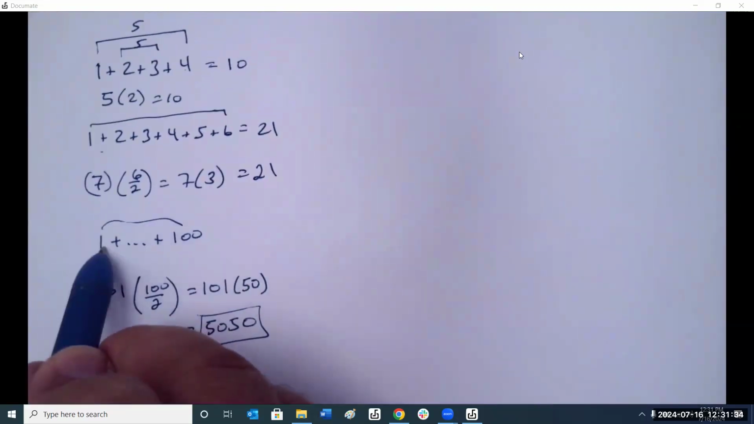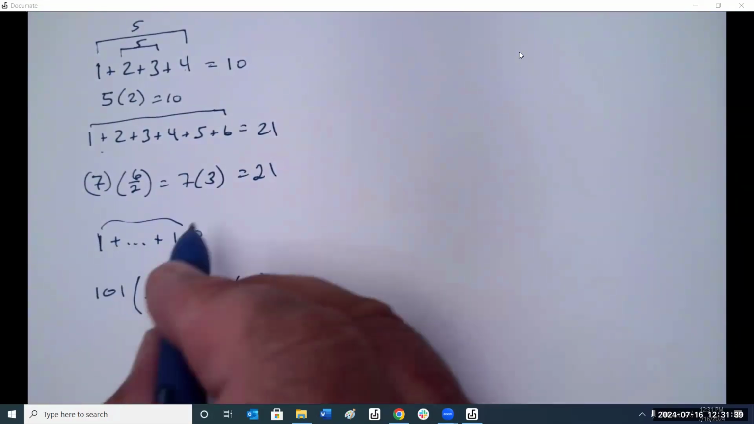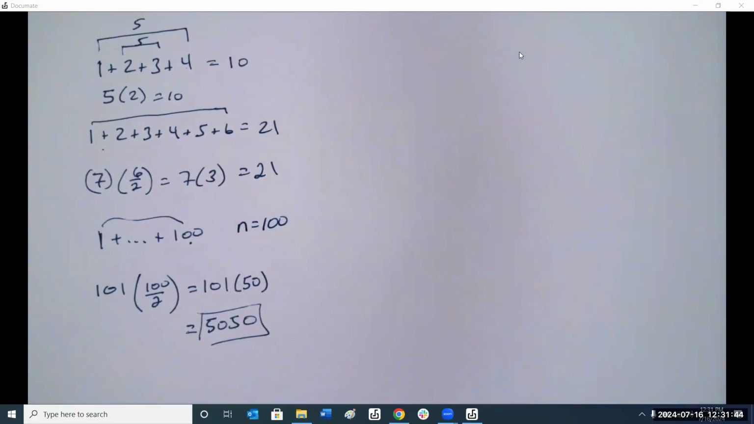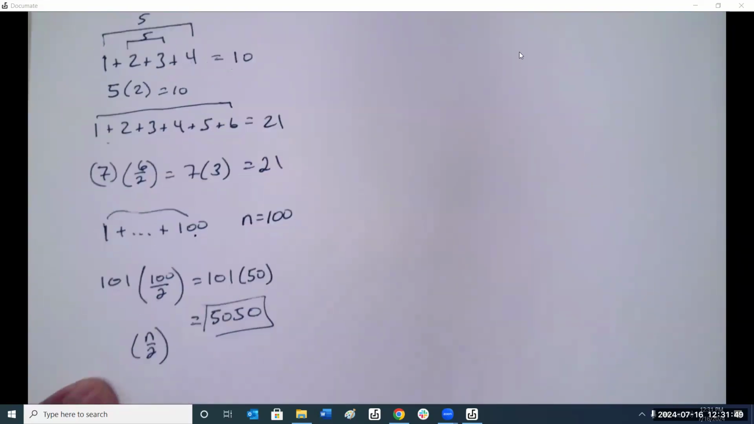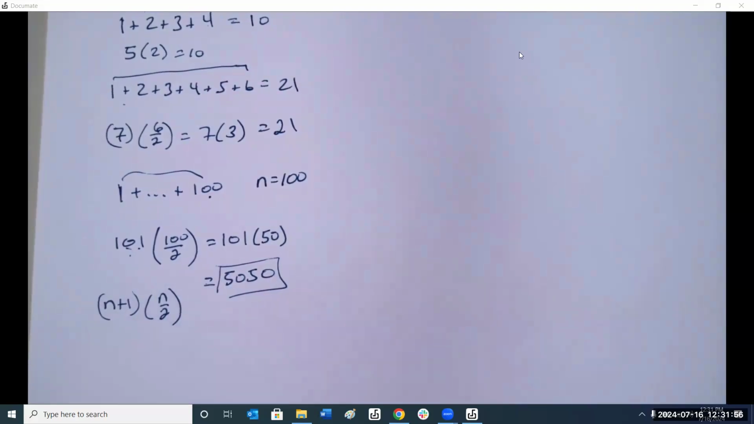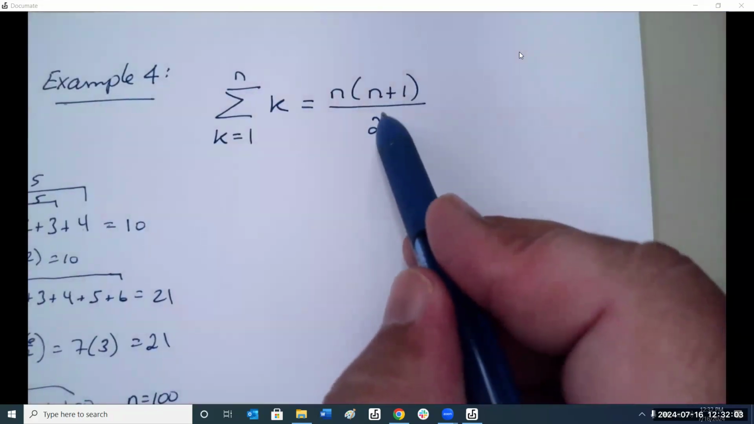So this is how, if you look at it, since we always start at 1 and go to 100. How many numbers are there? 100 numbers. So there's n. So we had n over 2. This one is n plus 1. It's always going to be n plus 1, which makes it n times n plus 1 over 2, which is what we have here.